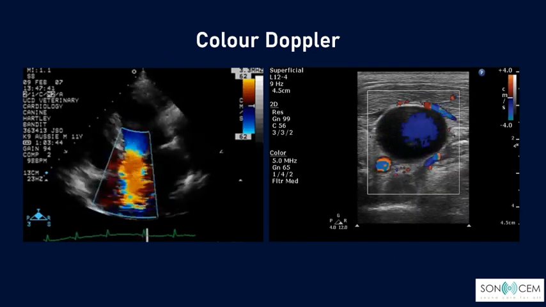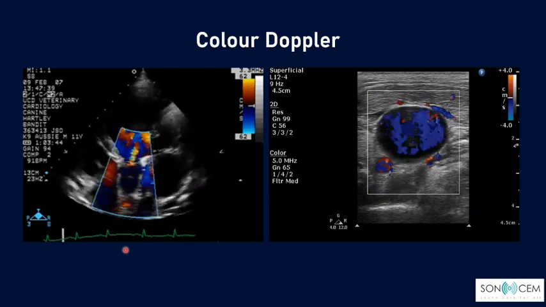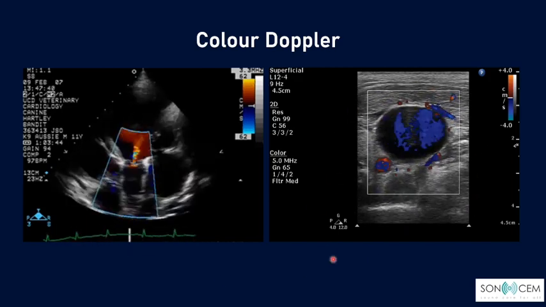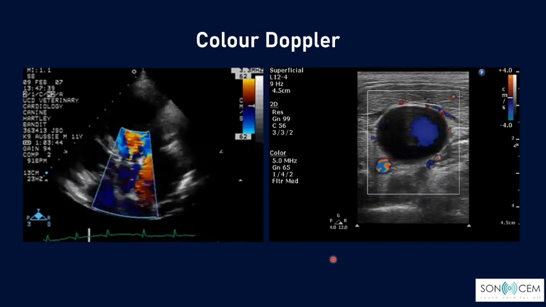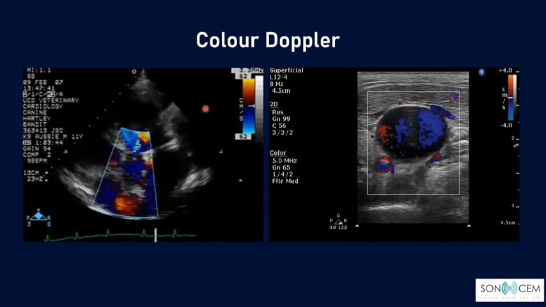These are examples of color Doppler. The one on the left shows a case of aortic regurgitation and the one on the right shows neck vessels. Positive Doppler shift is coded as red, whereas negative Doppler shift is coded as blue, and the color scale can be altered manually.